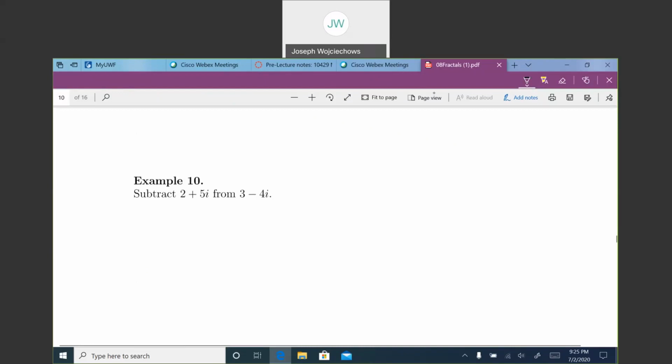Okay, same principle on this one. 2 plus 5i, and we're subtracting 3 minus 4i. Now, the first thing you're going to want to do is distribute this negative, because we're subtracting this whole thing. So this would be 2 plus 5i minus 3 minus 4i, which would become plus 4i. So group our like terms, 2 minus 3 plus 5i plus 4i, and this is negative 1 plus 9i.